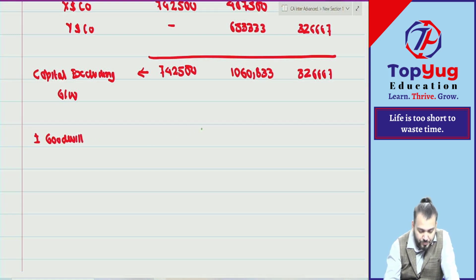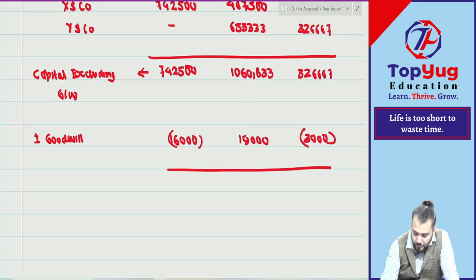How much? 16,000 minus. Then 13,000, 19,000 plus 3,000 minus. So it becomes how much?